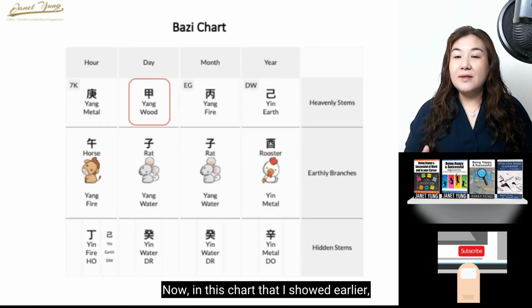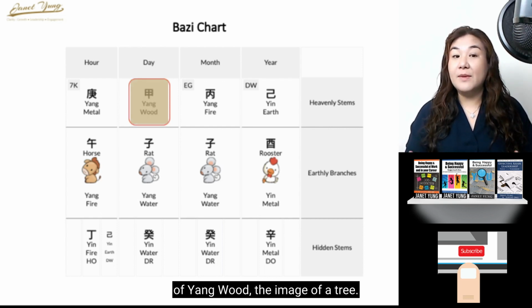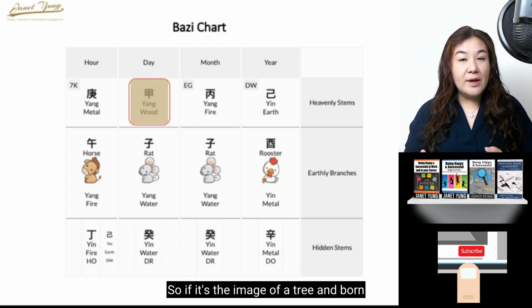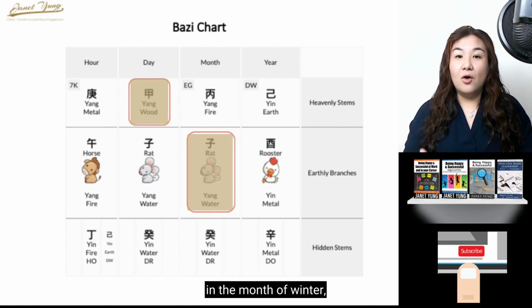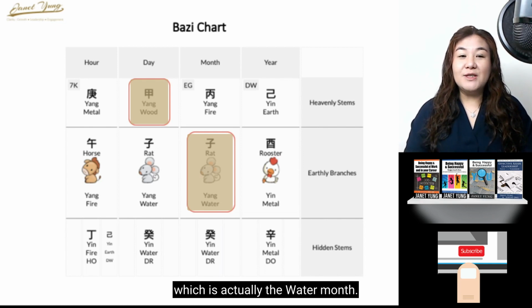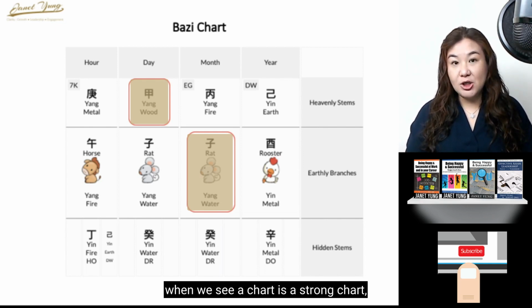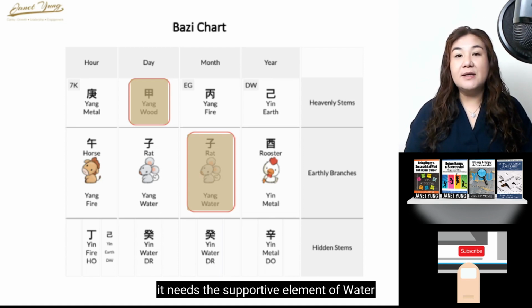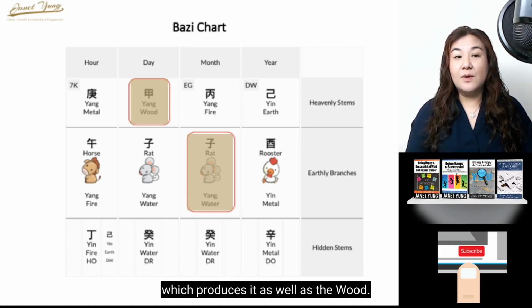Now, in the chart that I showed earlier, this person is born on the day of young wood, the image of a tree. If it's the image of a tree and born in the month of winter, which is the water month, if you remember earlier, when we say a chart is a strong chart, it needs the supportive element of water, which produces it, as well as the wood.